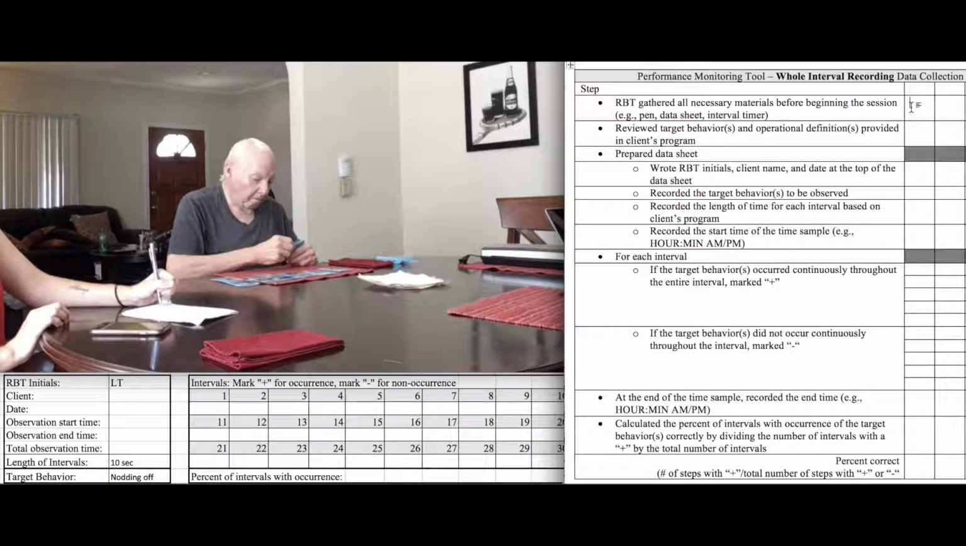So for this step, she's going to get a plus. Next, did the RBT review the target behavior and operational definition provided in the program? For this video, we will say that yes, our RBT did review the target behavior, which again is nodding off, and the definition is the client's eyes closing and his chin dropping towards his chest. So for this step, she gets a plus.